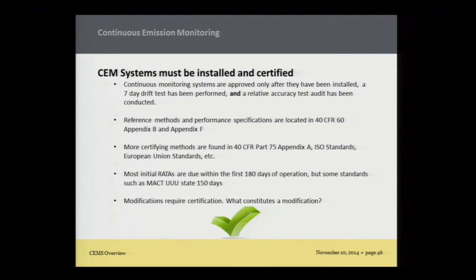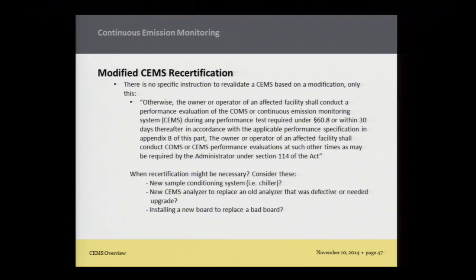So, what constitutes a modification? We'll talk about some of these. In writing, there's no specific instruction to revalidate a CEMS based on a modification. That's the only thing I could find; I searched ADIs, I searched everything I could come up with.